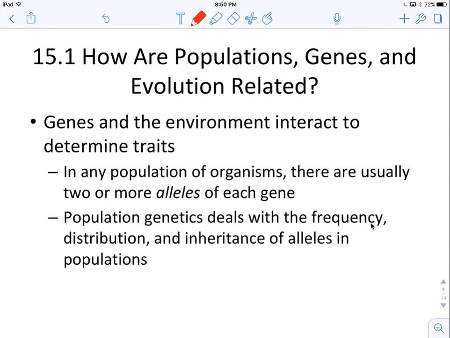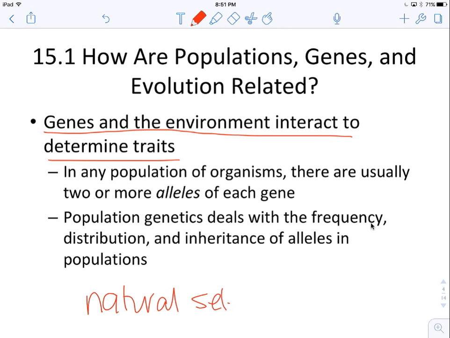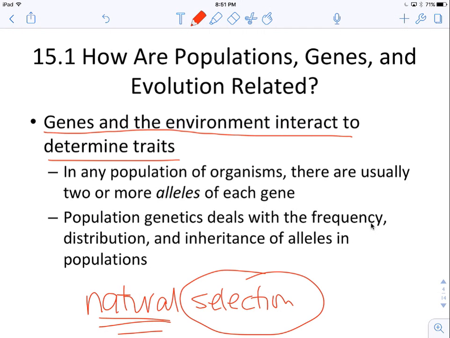All right, genes and the environment interact to determine traits. Remember, we talked about natural selection. Nature selects the traits, pre-existing traits of course, that are going to be passed on to the next generation. And then the genetics takes over. And this all, of course, relates back to genetics. It's all about genes, and it's all about alleles. Oh yeah, look, alleles. We remember those.